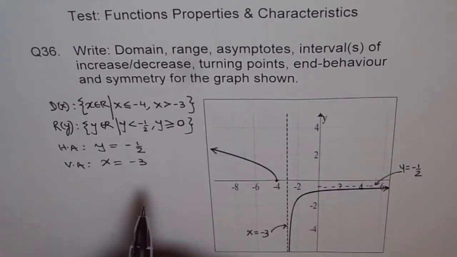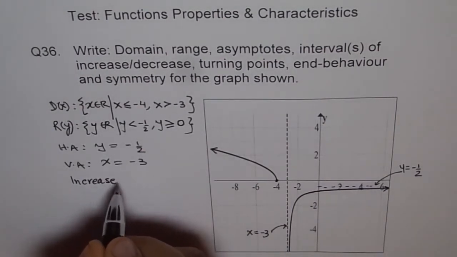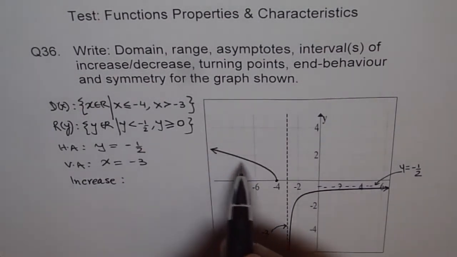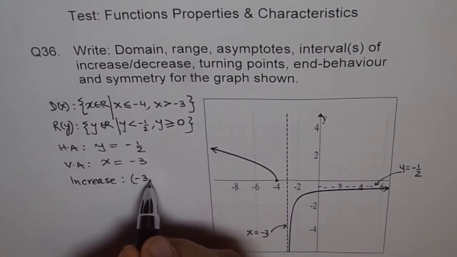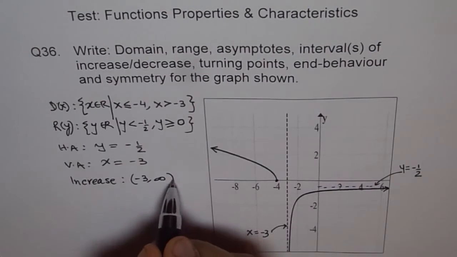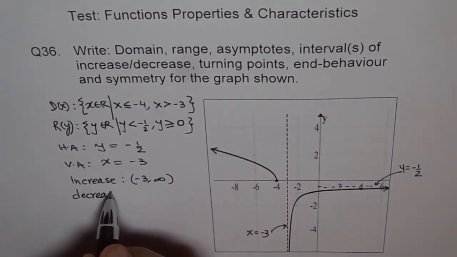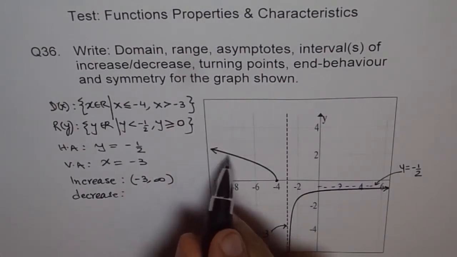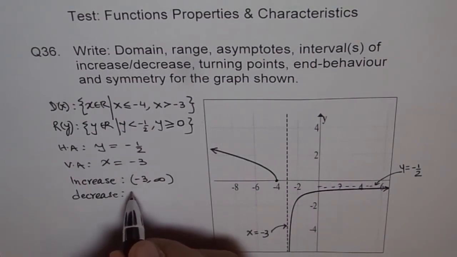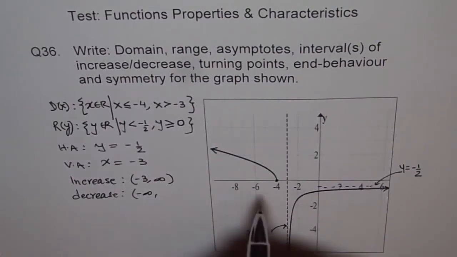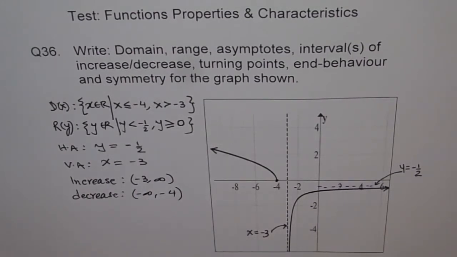Next is intervals of increasing and decreasing. So let's write increasing intervals. You see it is decreasing and then increasing. So it is increasing from -3 to infinity, right? You can never include infinity, okay? Decreasing. How about decreasing? From -infinity to where? Correct? -4. So we say -infinity to -4, right? That's the interval of increasing and decreasing.